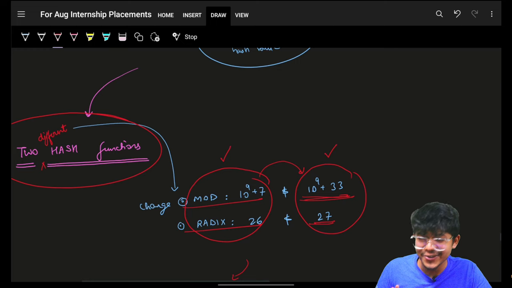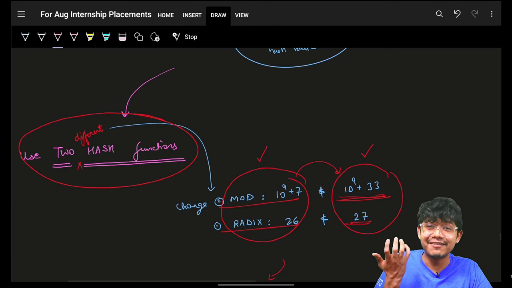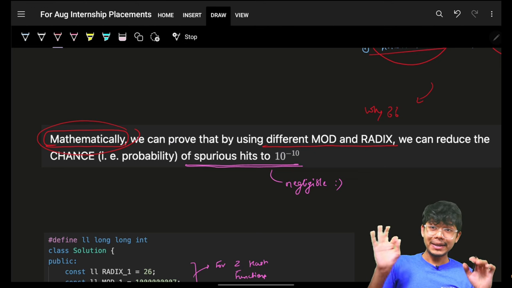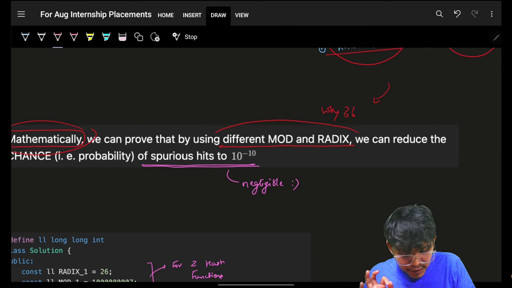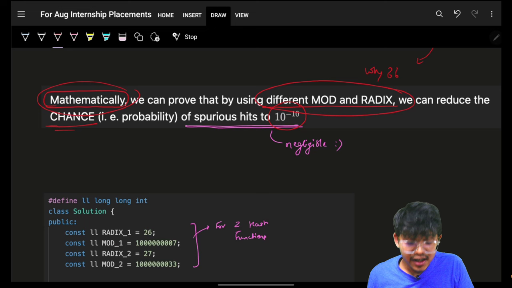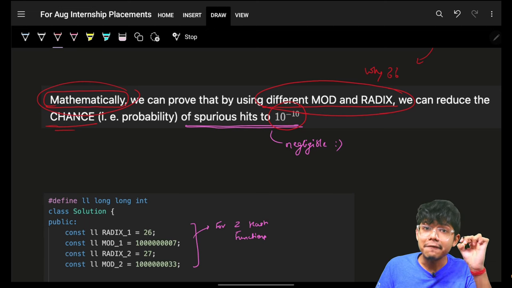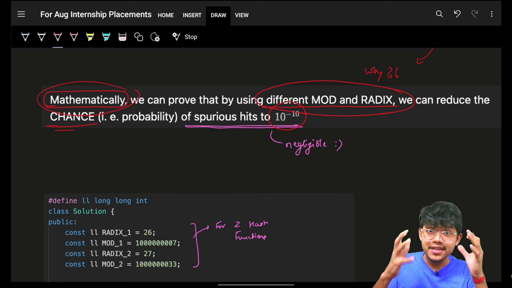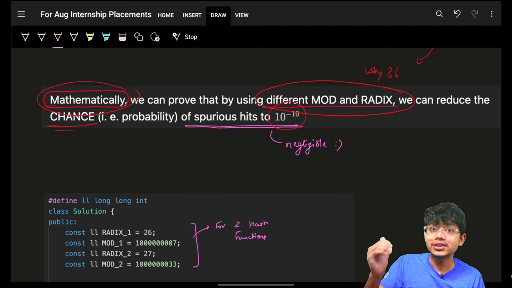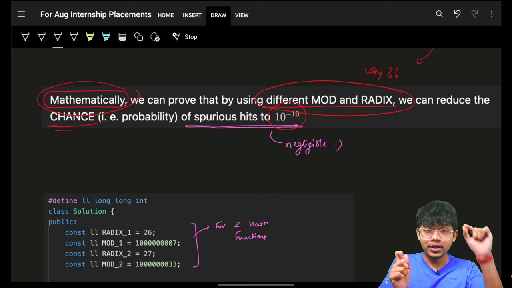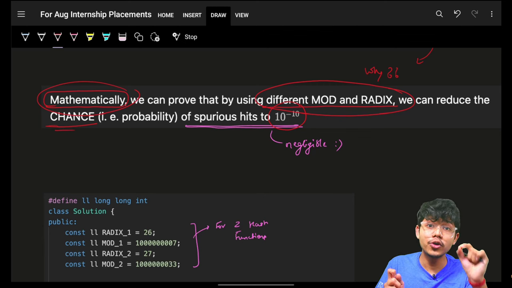But Aryan, you can still have spurious hits. How can you prove that it will not, bro? Mathematically, I'll not go into the proof, but it can be proven that if we use different mod and radix values, we can reduce the probability of spurious hits to about 10^-10. That's a very, very low probability, which means a person would have to write so many test cases just to hit that spurious hit.